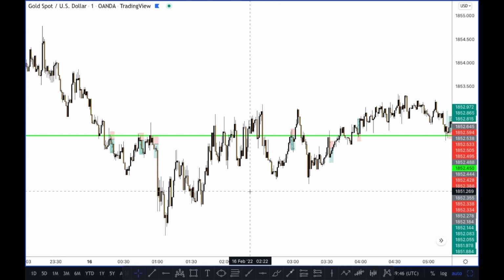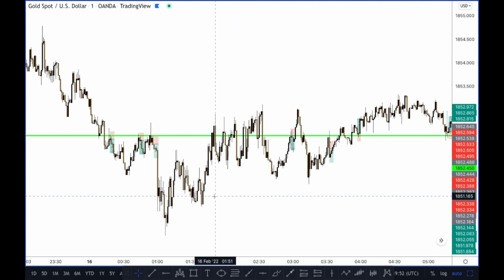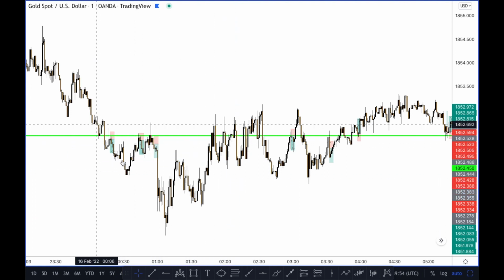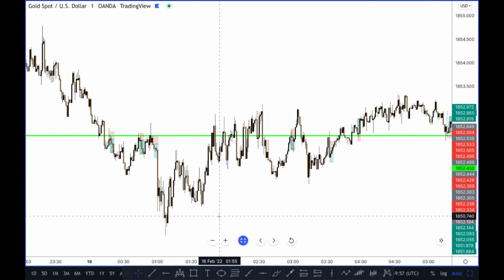On that note, guys and girls, I hope this was insightful for you. Very simple, very clean way of trading, no indicators, just market structure and waiting for breaks and retests on the 1 minute time frame. So I hope it helps you.